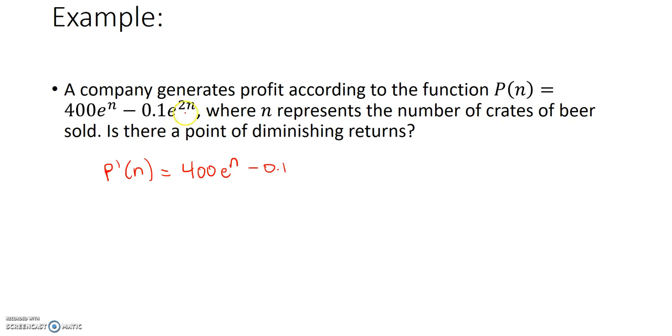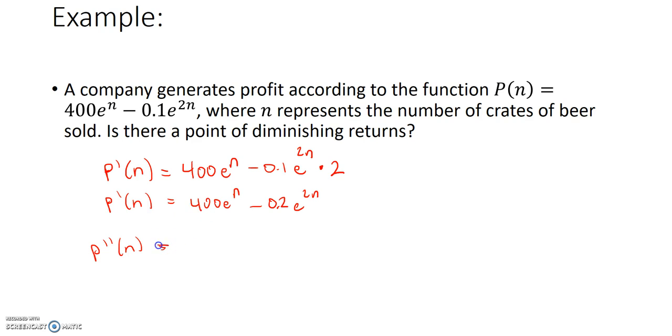What's the derivative of e to the stuff? Well, it's e to the stuff times the derivative of the stuff, because it's not just an n or just an x up here. So the derivative of 2n is 2, and so that means that p prime of n will simplify to 400 e to the n minus 0.2 e to the 2n, and the derivative of that in a much similar fashion is the derivative of this function.